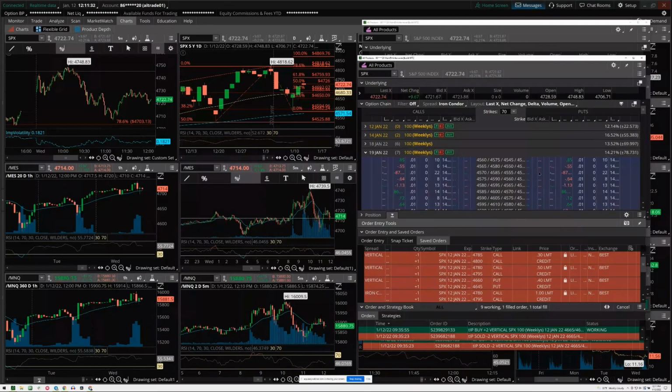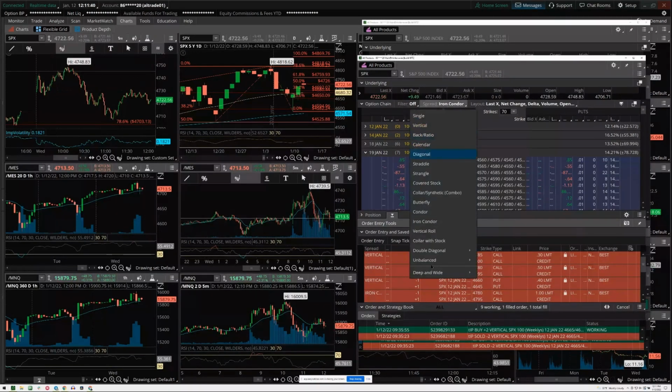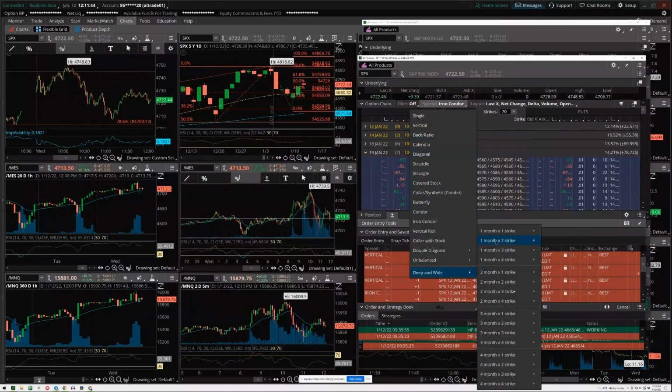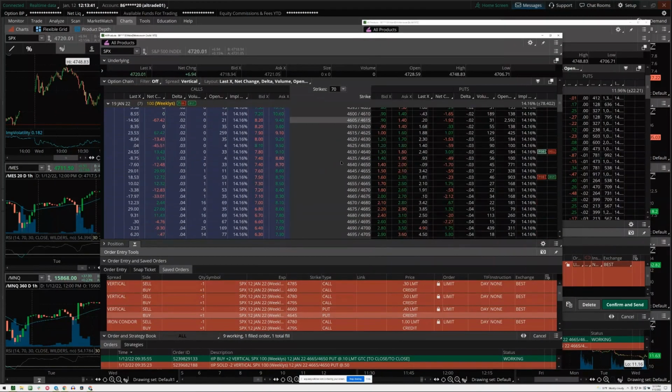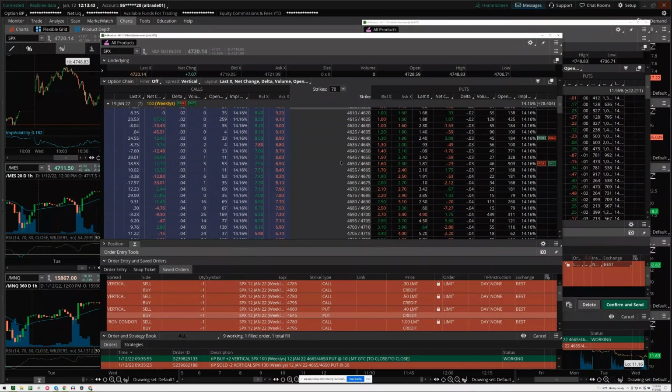We're not putting on an iron condor. So I'm going to change this to deep and wide, 1 month, 2 strikes. Normally what you need to do is change this to a single, right? So that you can see the delta. And you all remember what delta we're using, right? Yep, 10 to 12, perfect.